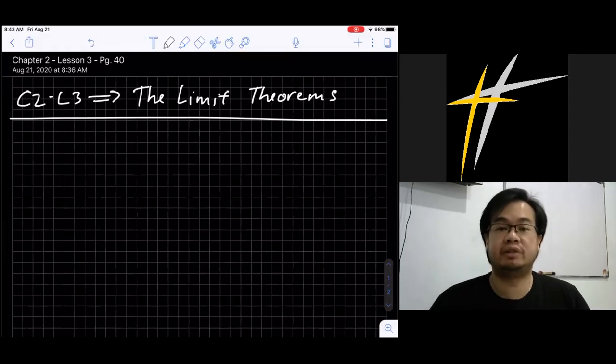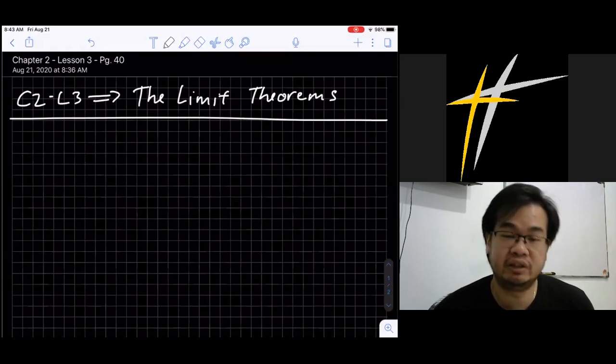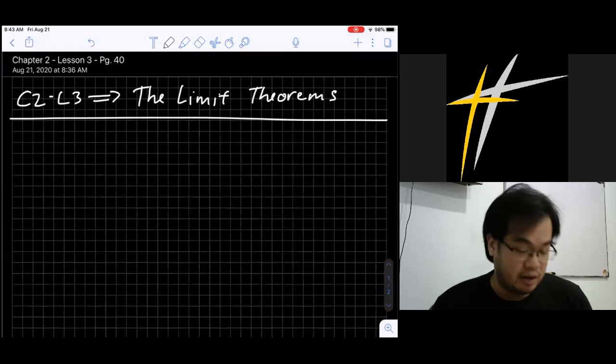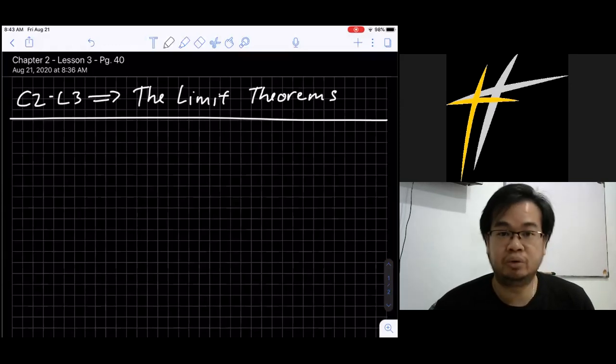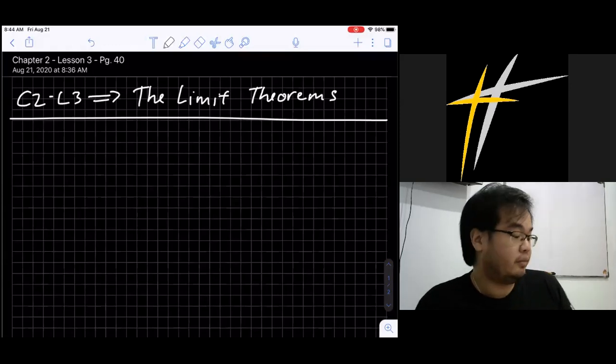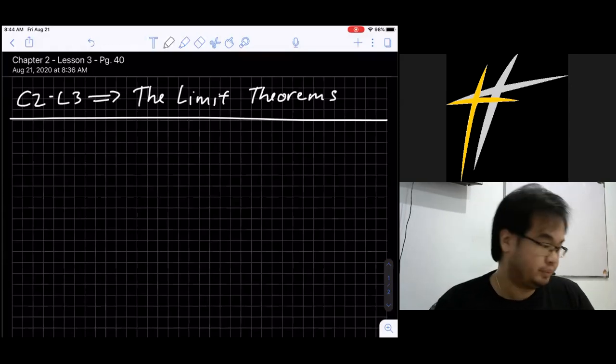Now that you understand the definition of limit, you also understand the mathematical definition using epsilon and delta. Now we are going to continue to the calculation. For today, I'm going to teach you about the limit theorems. So you can open your book, page 40.